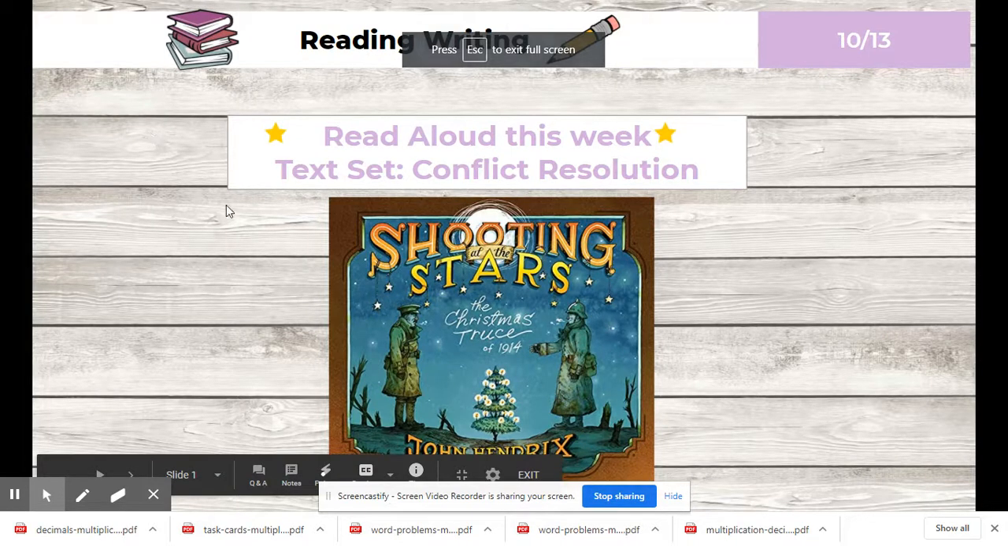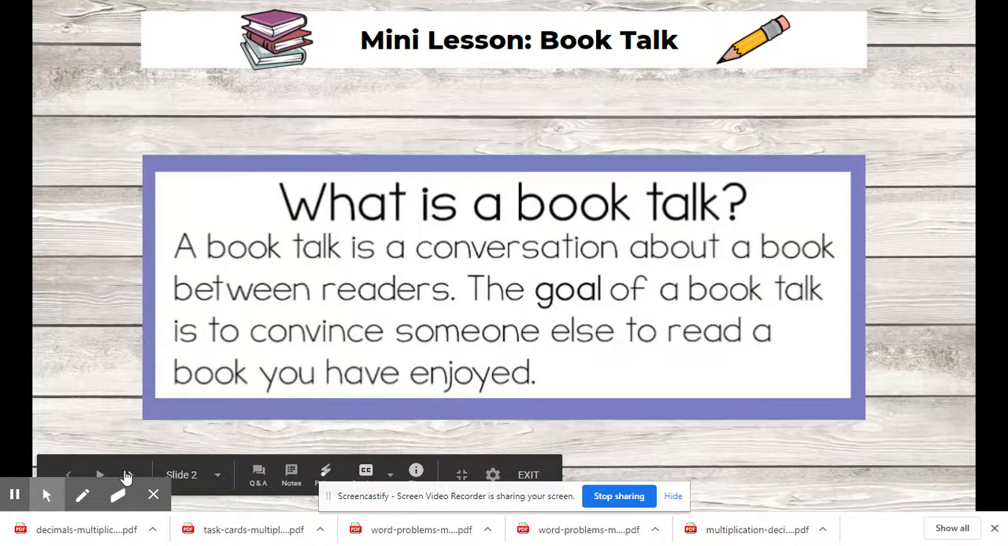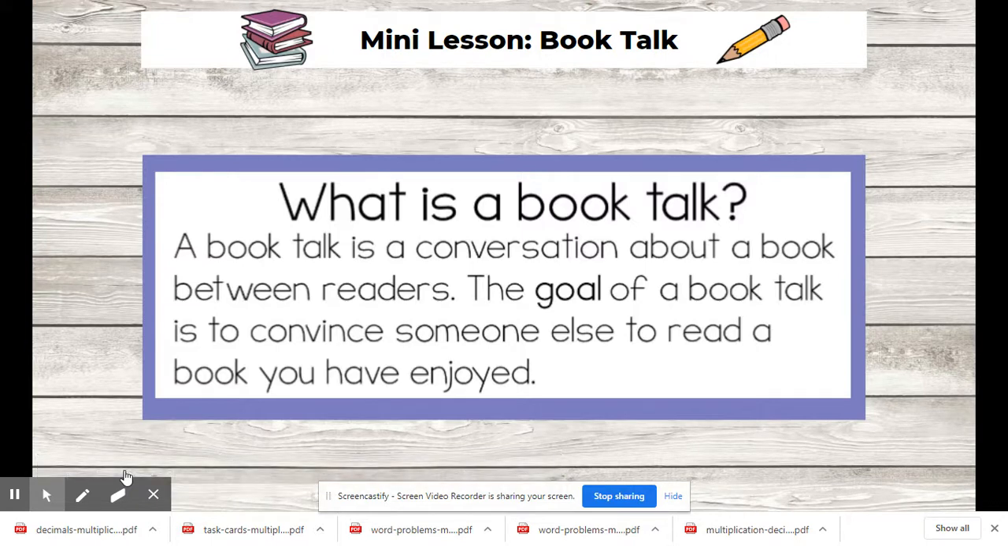Hey, fifth grade team, just going over the synchronous slides for ELA for the week of 10-13. So we're going to be reading Shooting at the Stars. And like we talked about Thursday, the mini lesson has to do with giving a book talk.